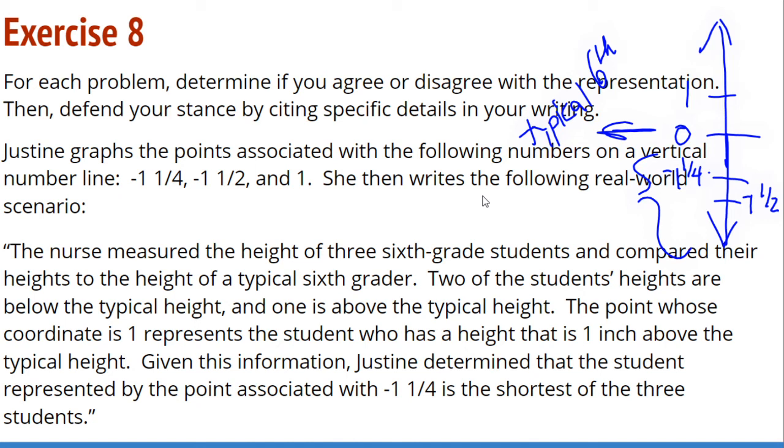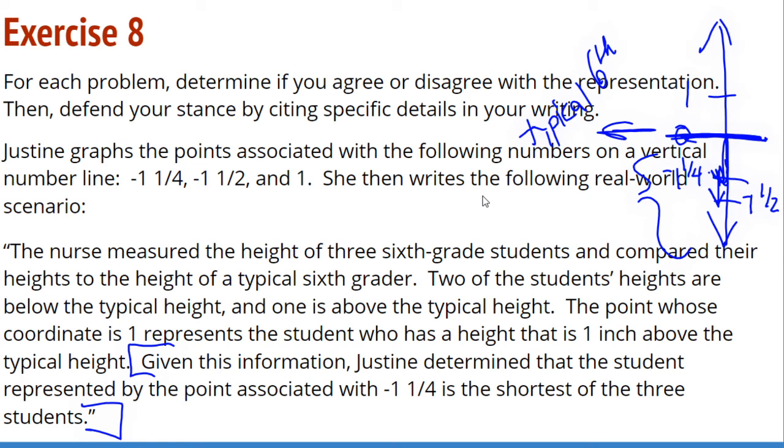The point whose coordinate is 1 represents the student who has a height that is 1 inch above the typical height. Okay, I agree with that. Given this information, Justine determined that the student represented by the point associated with negative 1 1/4 is the shortest of the 3 students. I have a problem with this one right here because we put it on the number line and we said 0 is the typical 6th grader height. And then we subtracted 1 1/4, and then we subtracted even more to get to negative 1 1/2. So the shortest of the 3 students is the one that has the number negative 1 1/2.